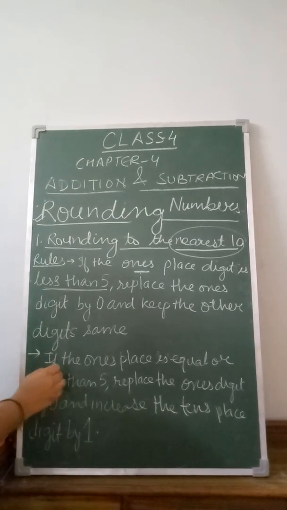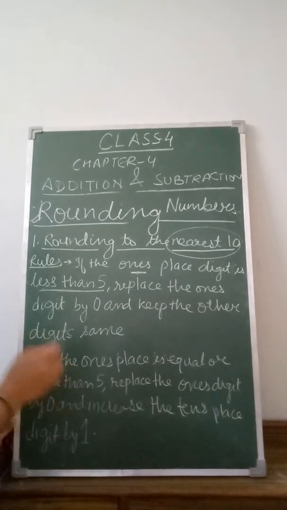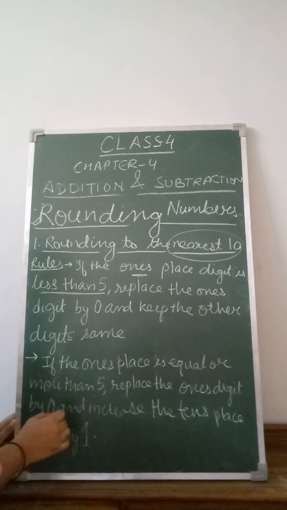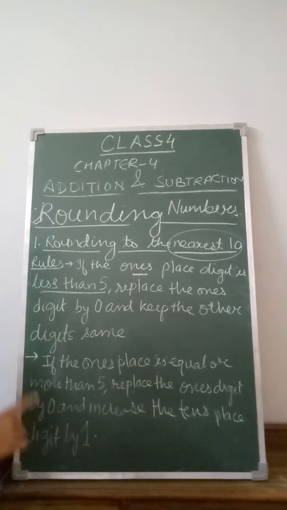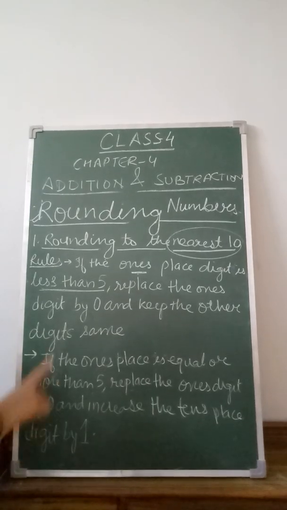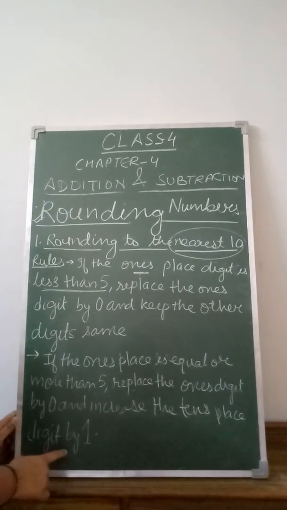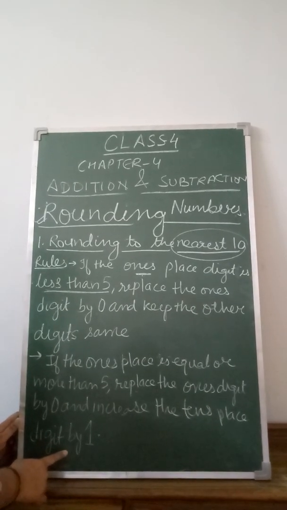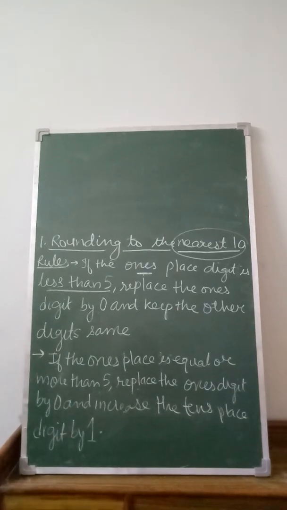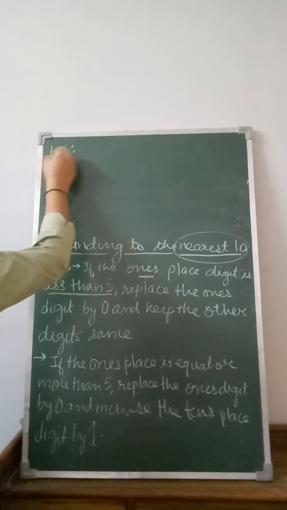In case the ones place digit is equal to or more than 5, replace the ones digit by 0. This is the same in both rules: you have to replace the ones digit by 0. But if it is 5 or more, then increase the tens place digit by 1. Right? Let's take a few examples to explain these steps.